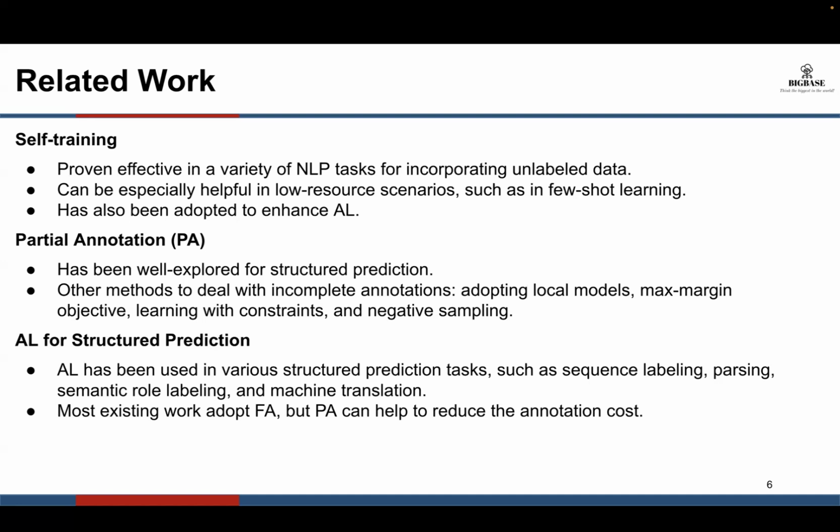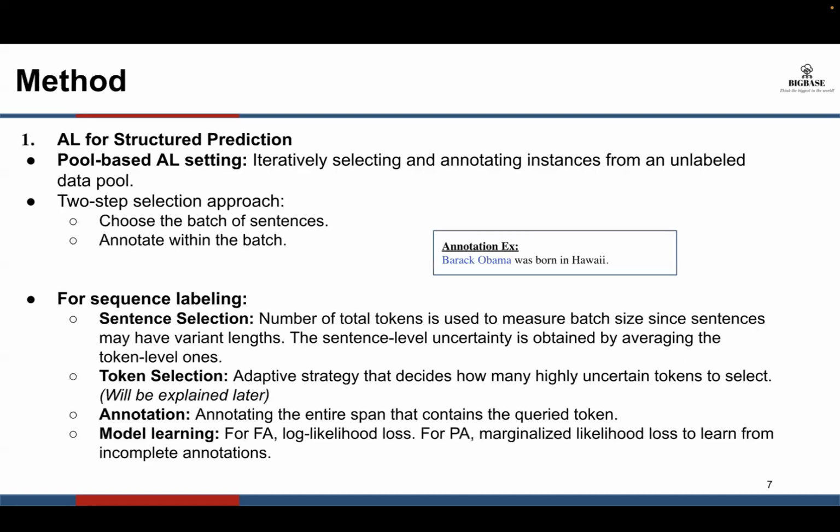Partial annotation has also been explored for structured prediction, but there are other methods to deal with incomplete annotations as well. And active learning has been used a lot in this type of task, like sequence labeling, parsing, semantic role labeling, and machine translation. But most of the existing work adopts full annotation for active learning, while in this paper, they use partial annotation to reduce the annotation cost.